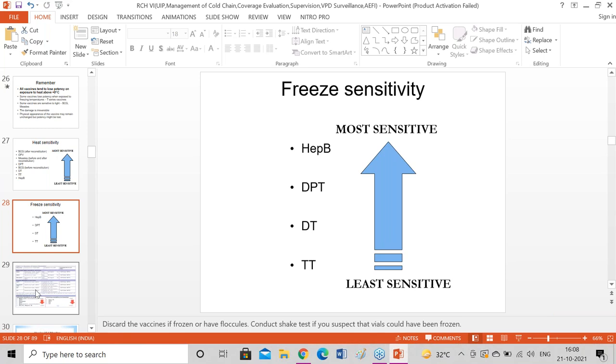Okay. For the freeze sensitive vaccines, hepatitis B is the most freeze sensitive vaccine, followed by DPT, DT, and TT. So, if your vaccine has flocules, or if your vaccine appears to be frozen, you have to discard these vaccines, okay? Because these are sensitive to colder temperatures, to lower temperatures, and they would lose their potency. So for these vaccines, which test do we conduct? We conduct the shake test to know if the vaccine can be used or it has to be discarded.